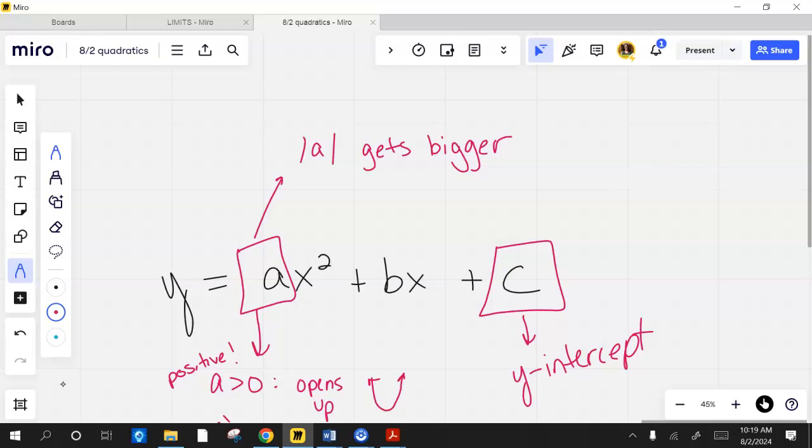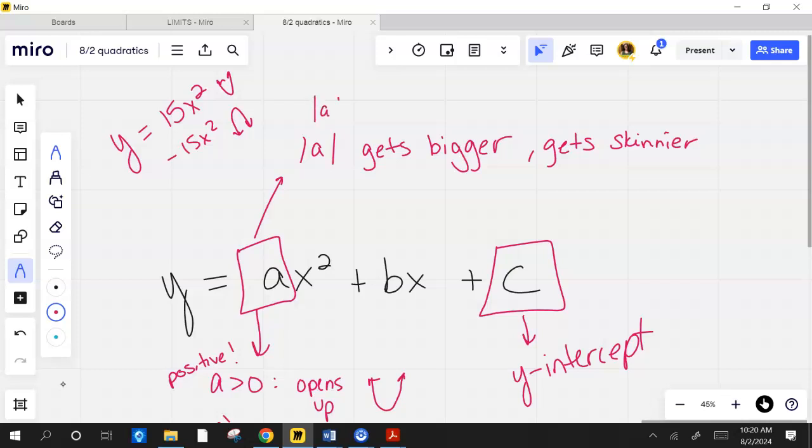So give it to me in layman's terms. It gets skinnier. We'll talk about shrinks and stretches, but we haven't gotten there yet. So as the absolute value of A gets bigger, the graph itself gets really, really skinny. So if I had a really big number in front, now remember negatives don't matter, something like 15x squared, that's a really skinny graph. Even if it was negative 15x squared, so this one's up, this one's down, but it's still really skinny.